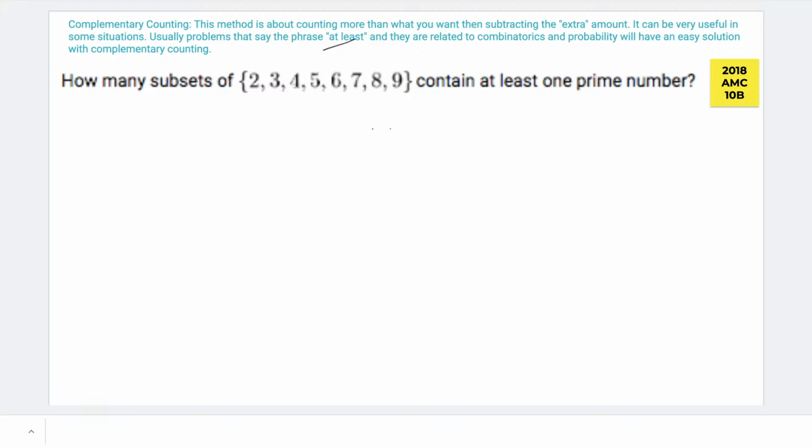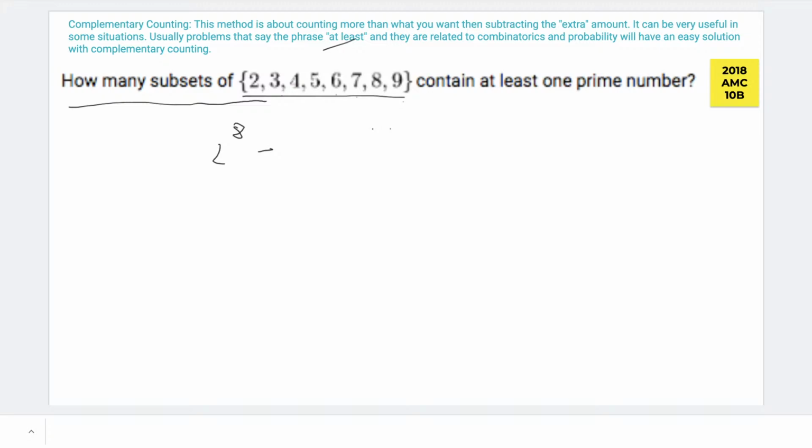This problem is a great example. How many subsets of 2, 3, 4, 5, 6, 7, 8, 9 contain at least 1 prime number? Instead, we can just find the number of subsets we can make, and subtract the number of subsets with 0 prime numbers. Then we'll find the number of subsets that contain at least 1 prime number. In a subset, you have 2 choices: either you include a number or you don't include it. You have 8 of those numbers, so 2 to the power of 8 is the number of subsets you have.